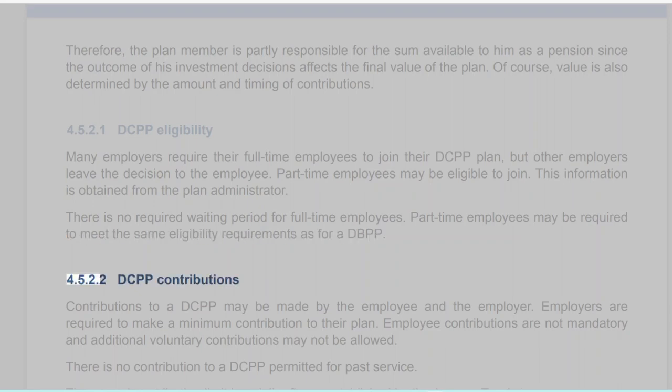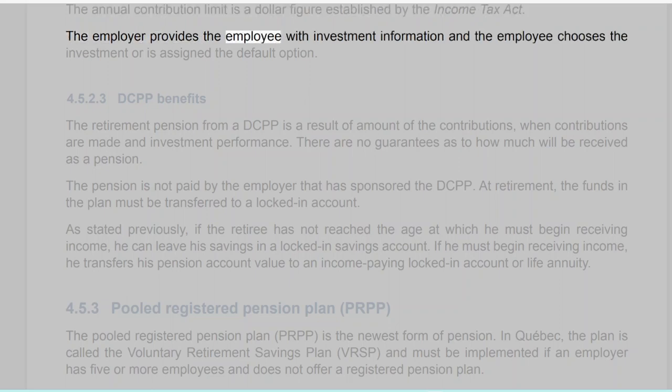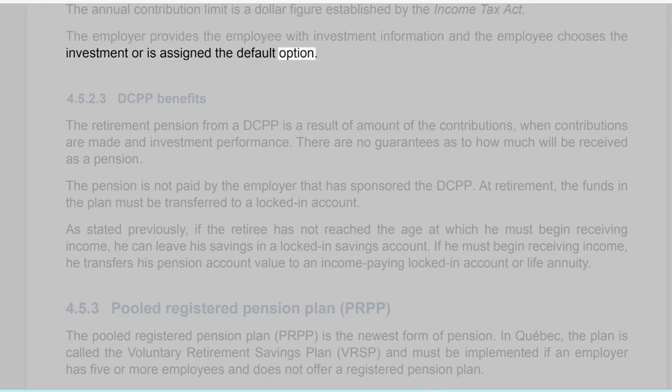5.2.2 DCPP contributions. Contributions to a DCPP may be made by the employee and the employer. Employers are required to make a minimum contribution to their plan. Employee contributions are not mandatory, and additional voluntary contributions may not be allowed. There is no contribution to a DCPP permitted for past service. The annual contribution limit is a dollar figure established by the Income Tax Act. The employer provides the employee with investment information, and the employee chooses the investment or is assigned the default option.